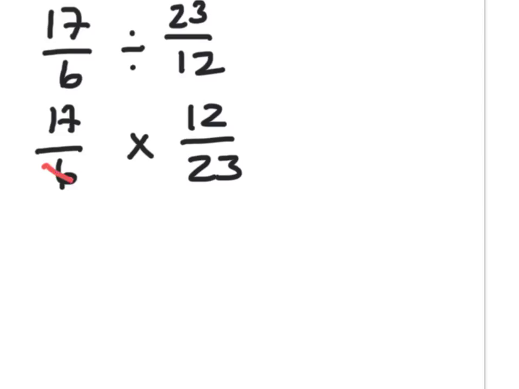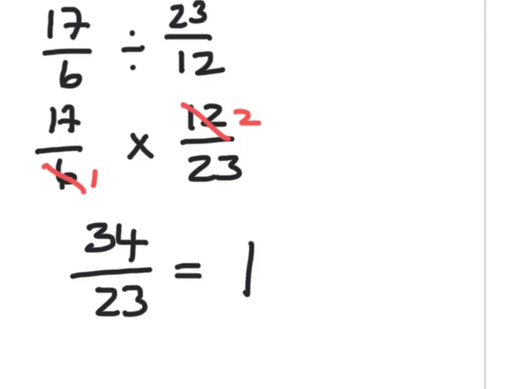6 and 12, yeah, 6 goes into 6 once, 6 goes into 12 twice. So on top we have 17 times 2, 34. 1 times 23 is 23. So how many times does 23 go into 34? It goes in once, and 11 left over. And that's our answer. So that's how you do division of fractions.